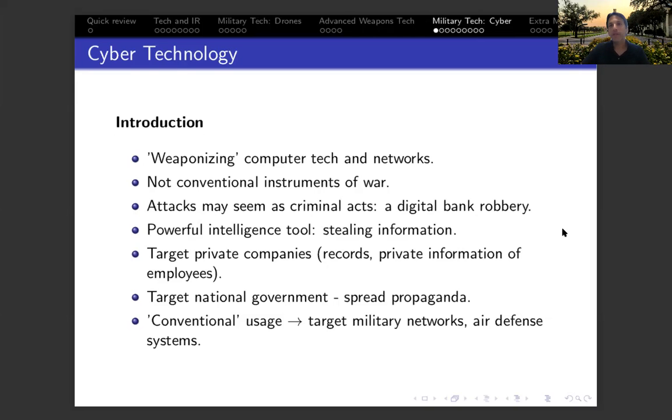The last method in which cyber technology can be used is in a way similar to conventional types of tools, and that's attacks on military networks in order to shut them down or disable them, hack into air defense system to limit its operations. So that's used by this technology in a way that is similar in some levels to a conventional use of attacks, but using different types of weapons.